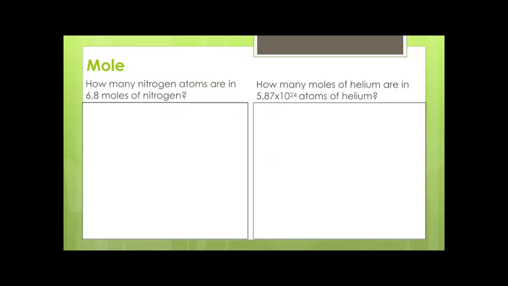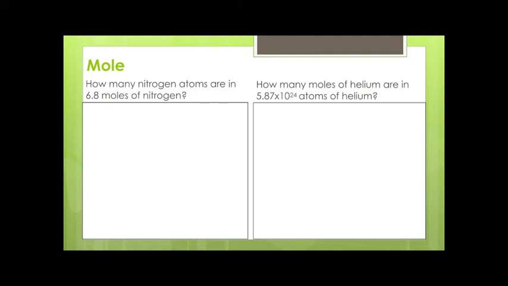So we're going to be using Avogadro's number as a conversion factor. So we're coming back to dimensional analysis here, but it's just a new conversion factor. So nothing new, just using it.